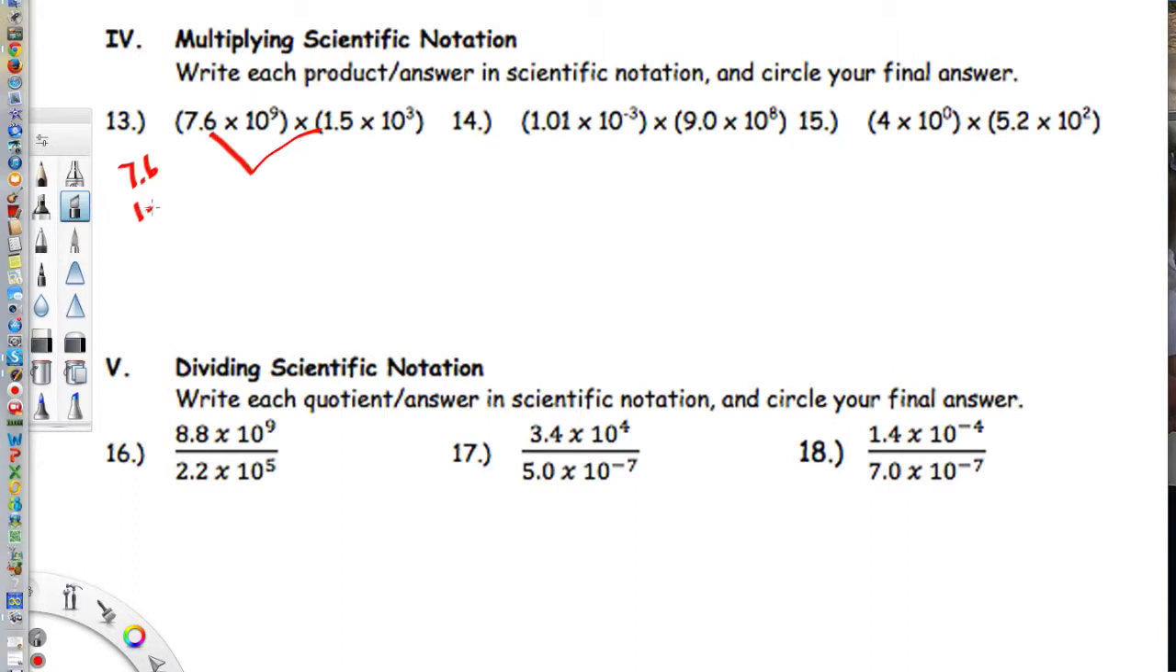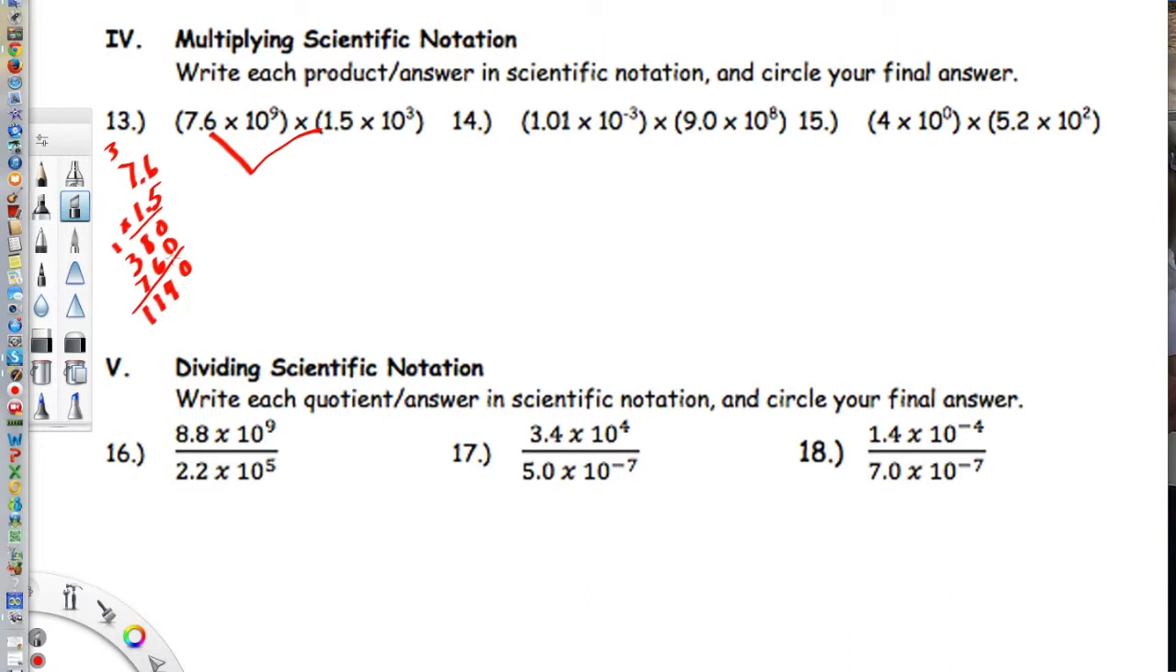7.6 times 1.5. 5 times 6 is 30, carry the 3. 5 times 7 is 35, plus the 3 is 38. Put a 0 as my placeholder. 1 times 6 is 6. 1 times 7 is 7. I have to total this up. I'm going to get 0, 14, carry the 1, 11.